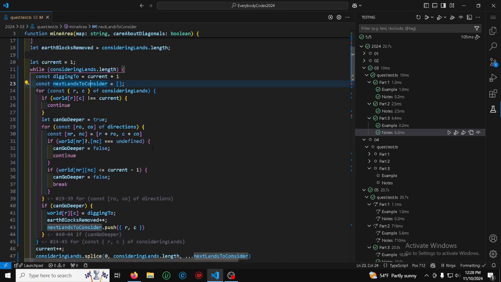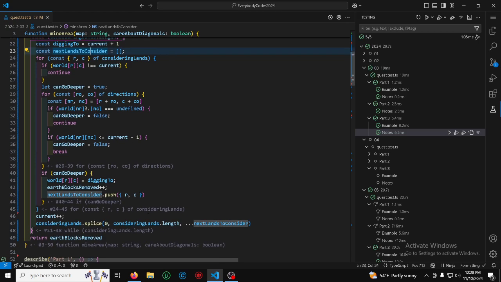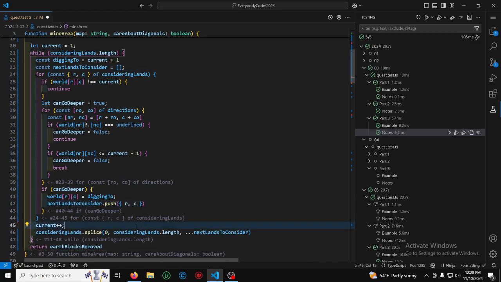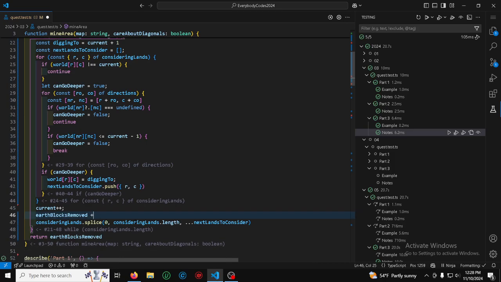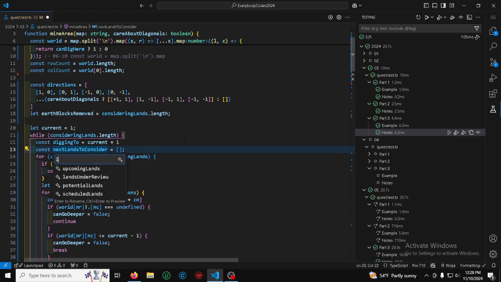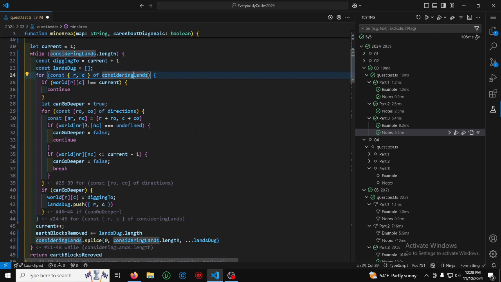Okay, next lands to consider. We push. We could also not push to a new one and just push to this one. Could do a reassignment. I don't think those details really matter much. Next lands to consider length. And then instead of renaming it this, we can say Lands Dug. Lands Last Dug. Dug Last. Nah, I don't use Lands Dug again as a prefix.